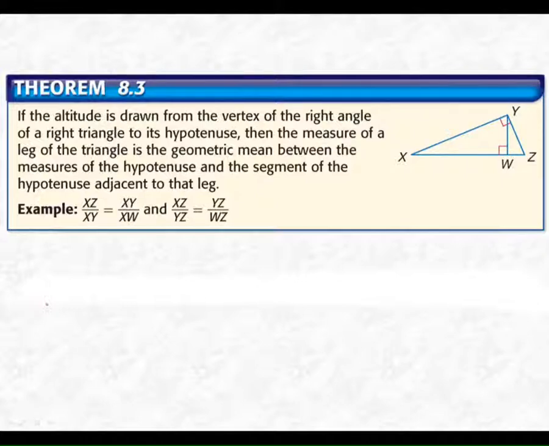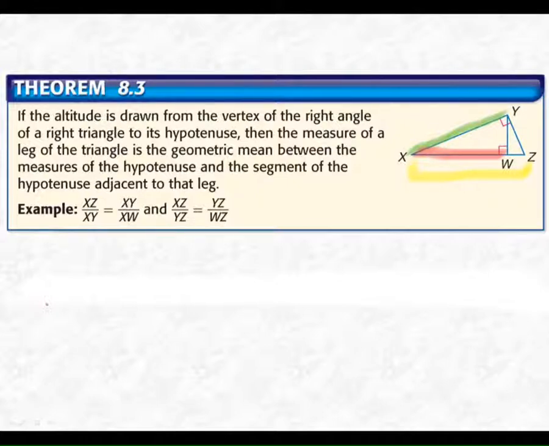So what I mean by that is if you want to find YX, that large leg of that right triangle, right? That's a leg, that's a leg, this is the hypotenuse. I know it's the hypotenuse because it's opposite the 90-degree angle. Again, I'm looking at the big triangle here. If you want to find that piece, all you have to do is take the geometric mean of the entire hypotenuse and the piece of the hypotenuse that touches that leg.